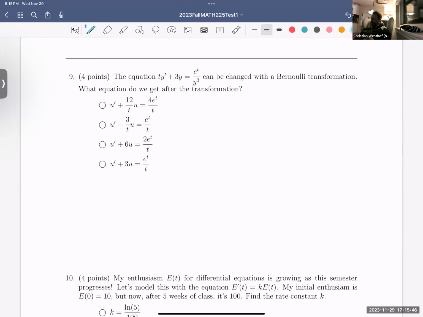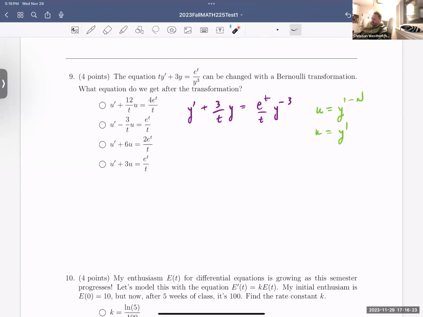What do you get after you change? So we'd have y prime plus 3/t y is equal to e to the t over t times y to the negative 3. You do that because you have to divide by t to make the leading coefficient 1. Then u is y to the 1 minus n. So that's y to the 1 minus a negative 3. Here is your n value. So it's going to be y to the 1 plus 3. That's y to the 4.